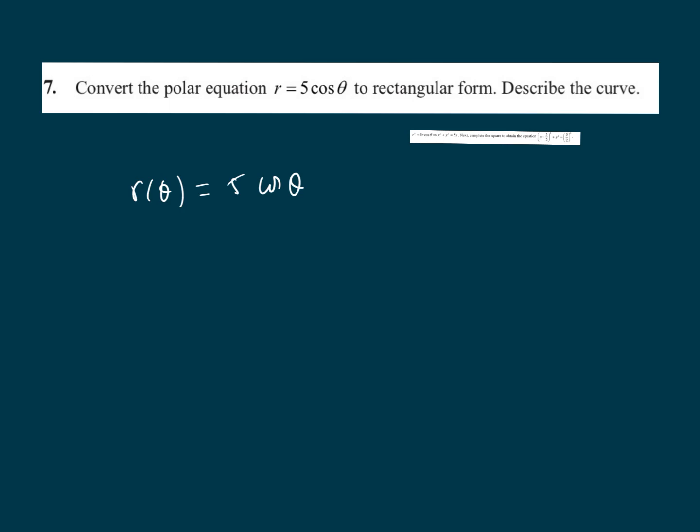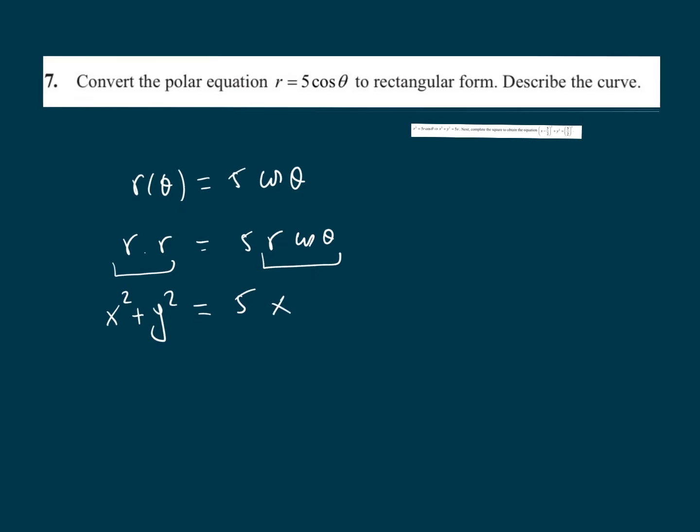The trick to do this problem is to multiply both sides of the equation by r. So we try to get rid of the r and the theta, and we have to make the x and the y appear. How will we do it? If we multiply r by r, we have 5r cosine of theta. Now r times r is r squared, but r squared is x squared plus y squared. And the 5 is the 5, but r cosine of theta is the x.